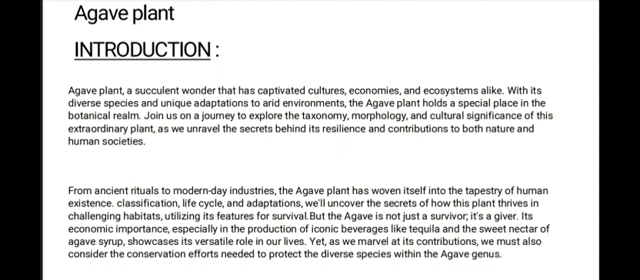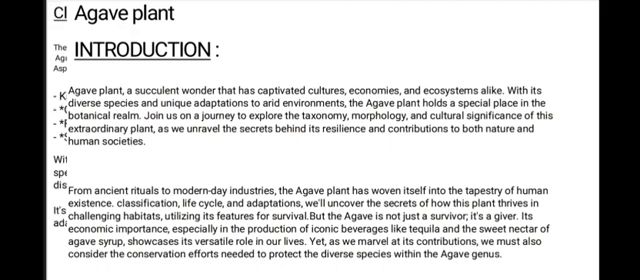But the agave is not just a survivor; it is a giver. Its economic importance is especially seen in the production of iconic beverages like tequila and the sweet nectar of agave syrup, showcasing its versatile role in our lives. It is a marvel in its contribution. We must also consider conservation efforts to protect the diverse species within the agave genus.